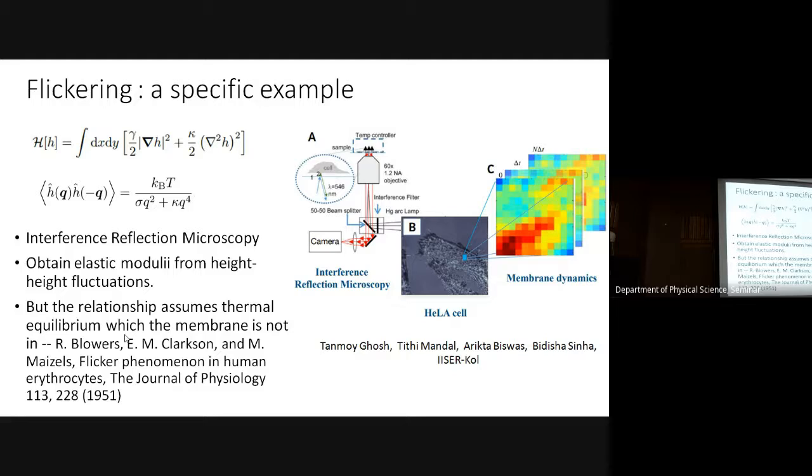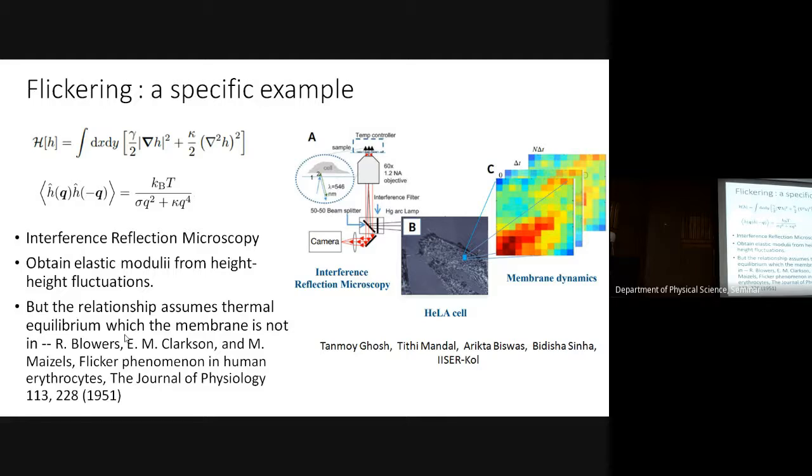Then you say, okay, this is the energy and this is in thermal equilibrium, so the partition function is e to the minus beta H. From the partition function, I can calculate all correlations because I know Gibbs statistical mechanics, right? Everyone here knows statistical mechanics.